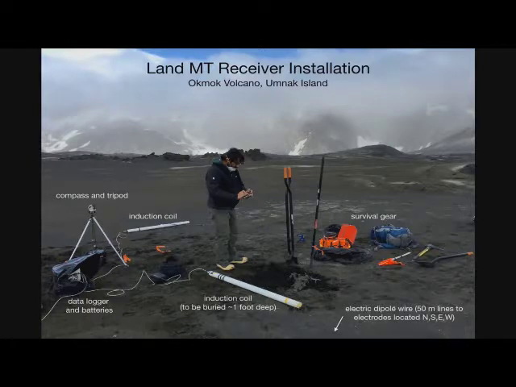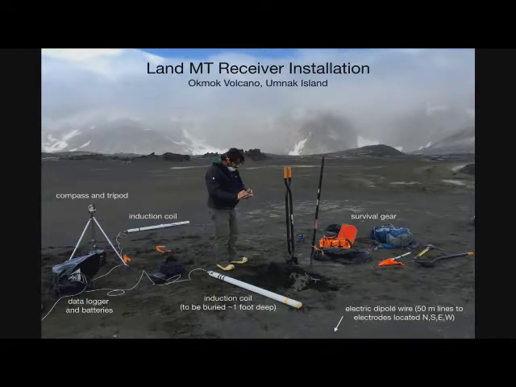Land MT is the same sort of thing where you measure electric fields and magnetic fields, but you have to do a lot of digging, so it's a lot harder and slower. This is a picture from a project we had on Umnak Island to look at magmas beneath Akmak volcano. We've got induction coils. On land, because these things are very sensitive to vibration and wind, we have to dig little trenches about 1 foot deep or so and bury them.